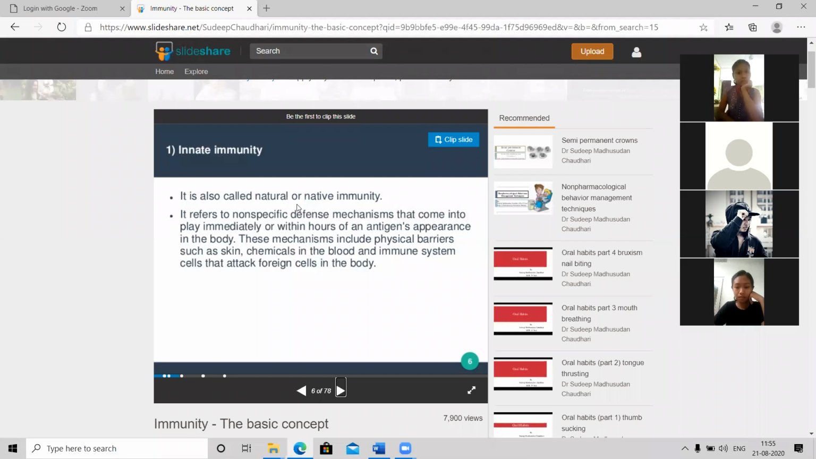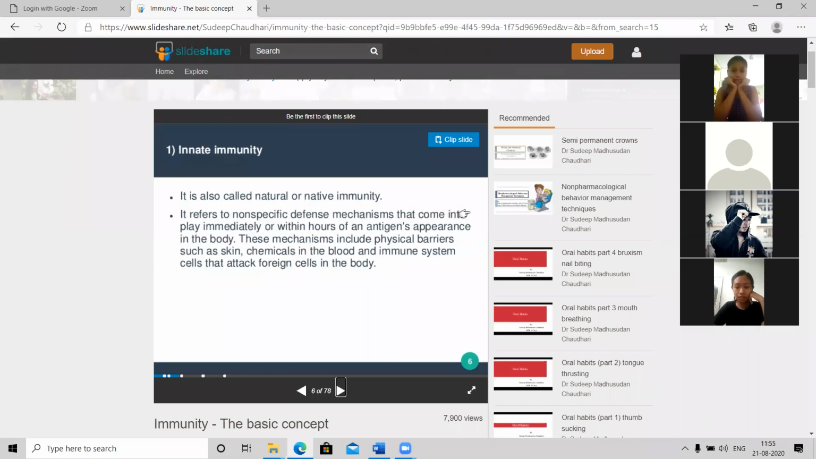What do you mean by native? Native means original. When you say native place, that means original place. Similarly, native immunity is the original immunity, which is originally the person's immunity. I hope you understood.